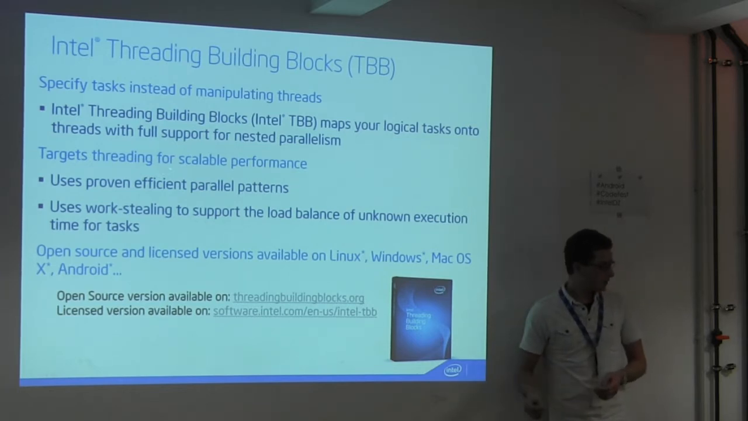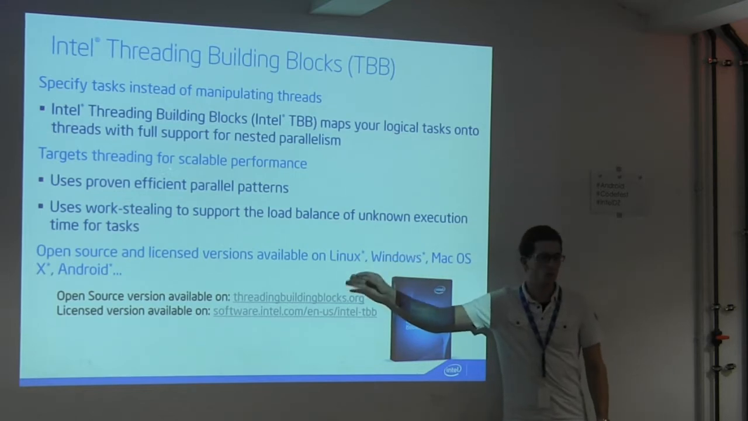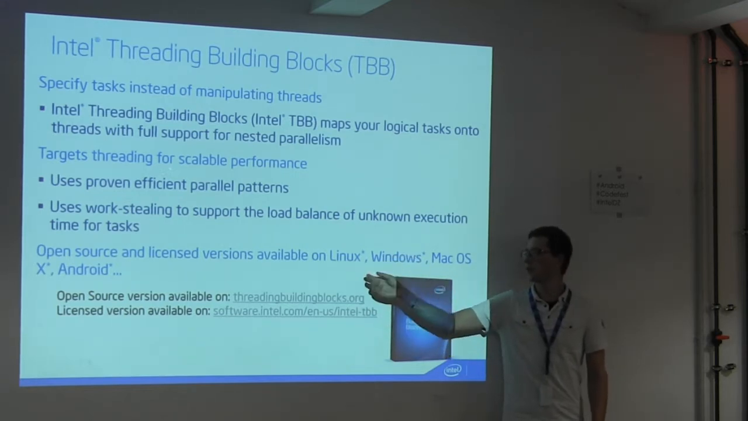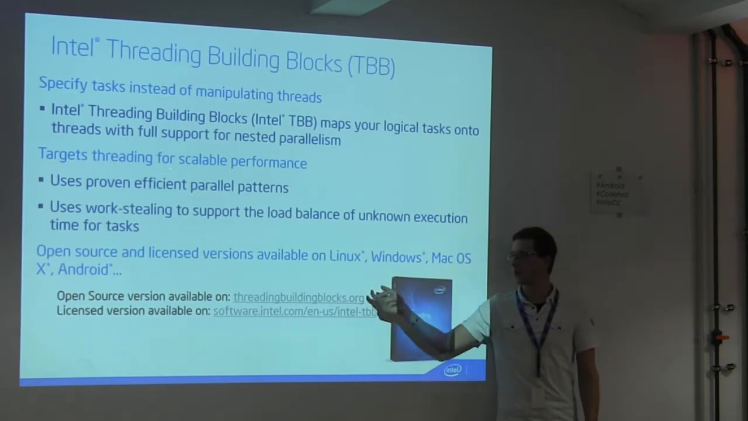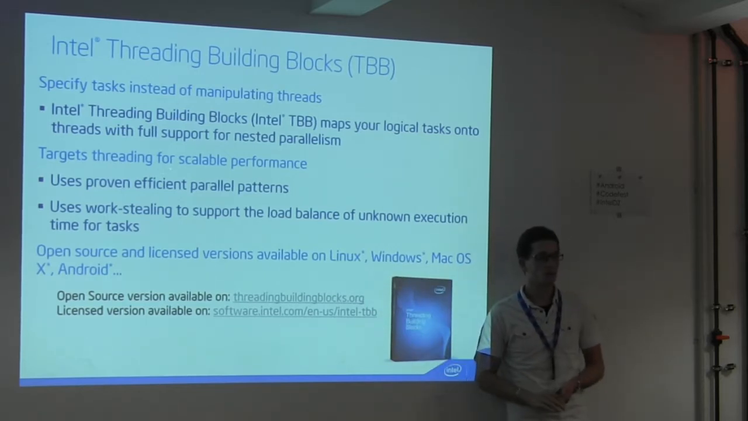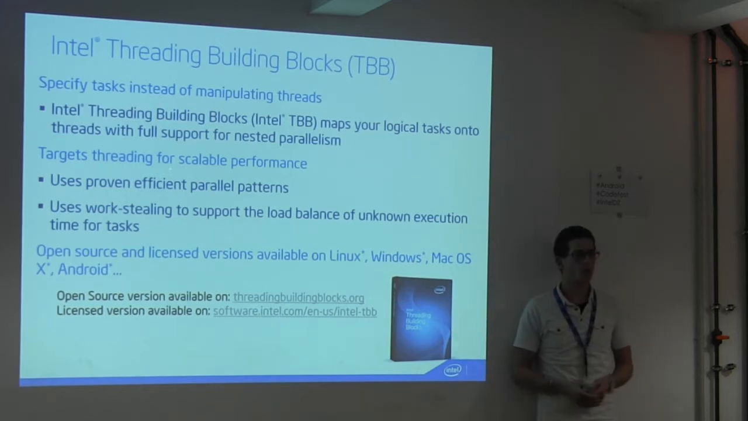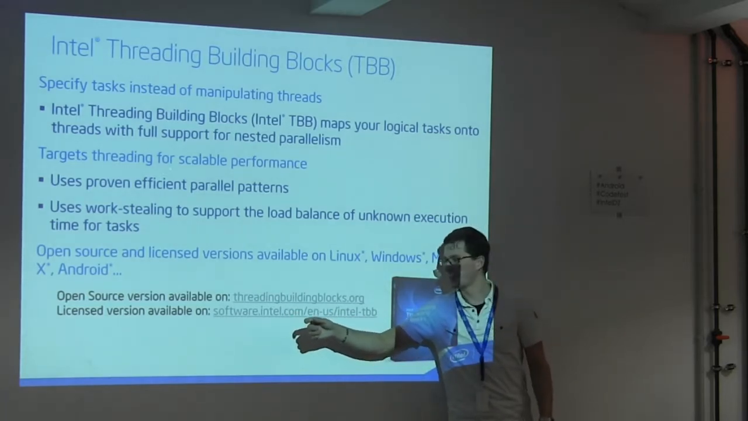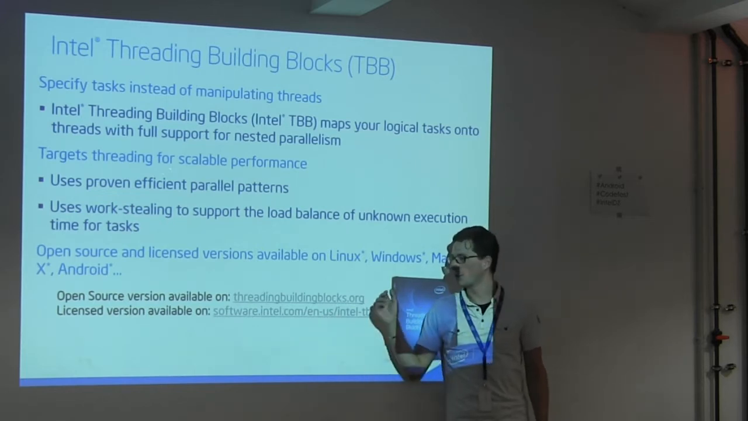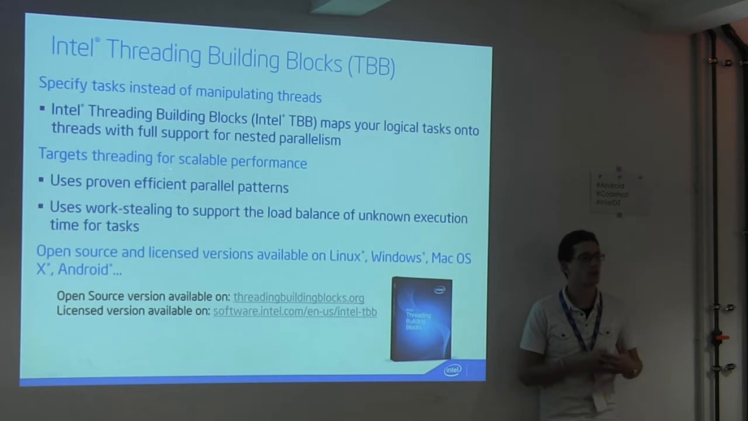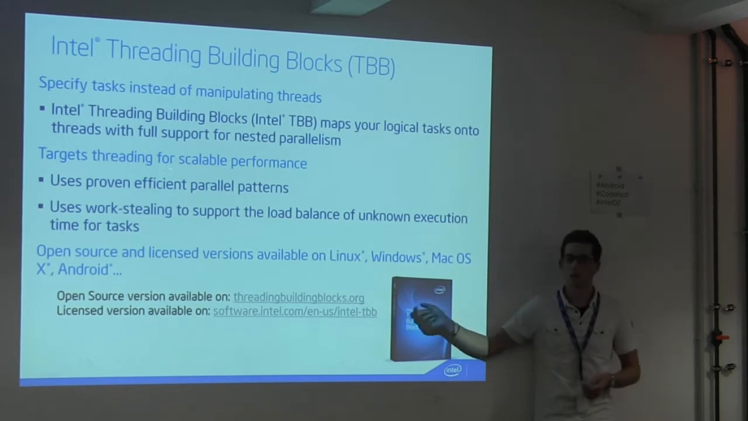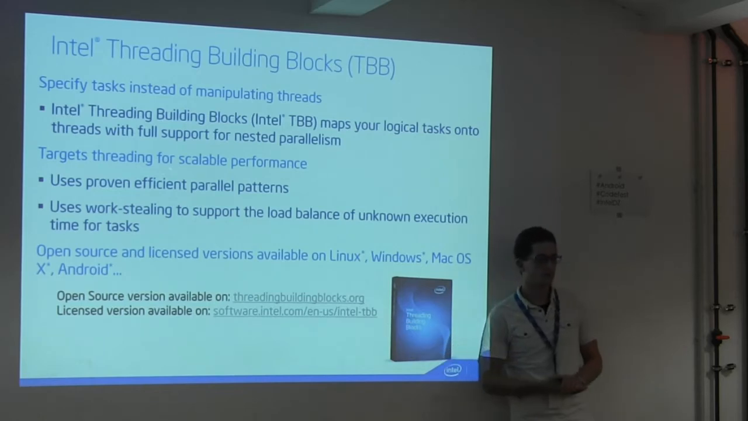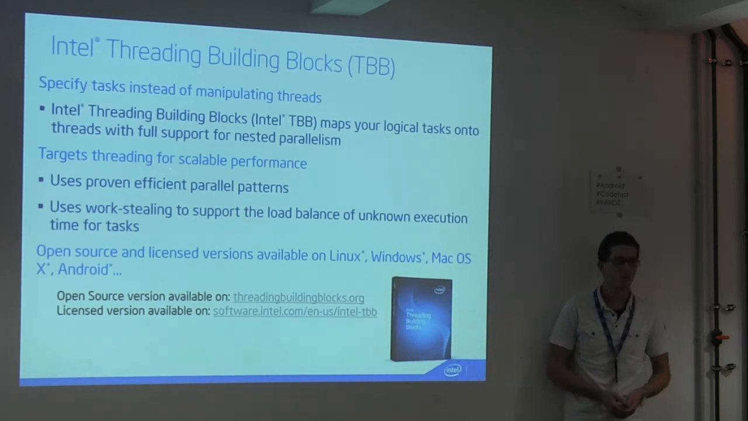First, it's open source. It's GPLv2 with runtime exception, and it's available on Linux, Windows, Mac, and Android. It's also available on ARM and x86 platforms. You can recompile it on ARM, and it's working well. OpenCV, for example, uses it by default, which proves it works. If you want to pay, you can. It will be the same source code, but you will have different licensing, so you will be able to statically link it, and also get bigger support. But the open source version is the same source code, so it's up to you.